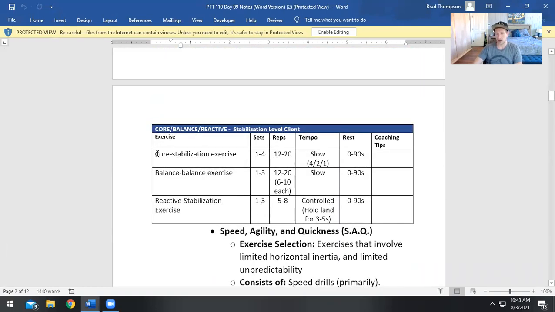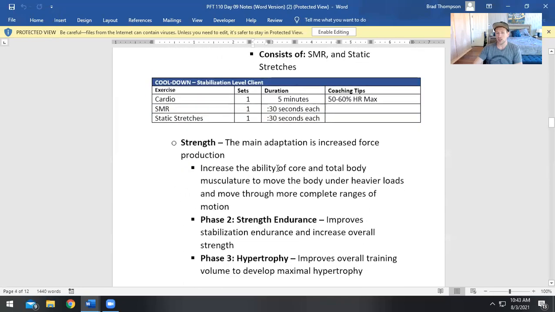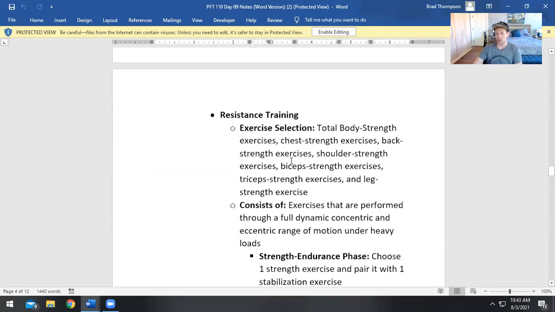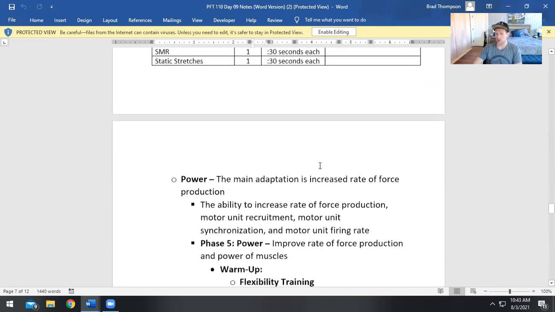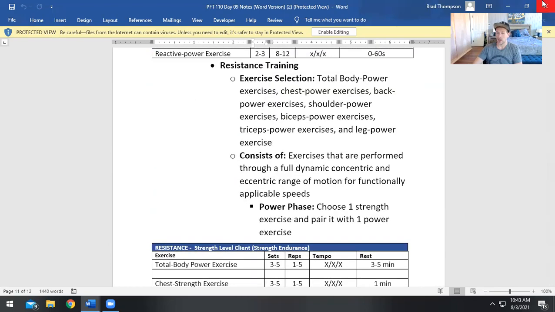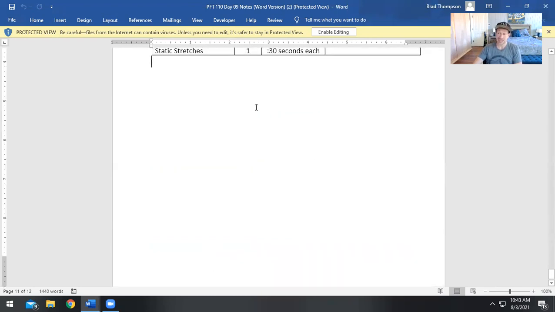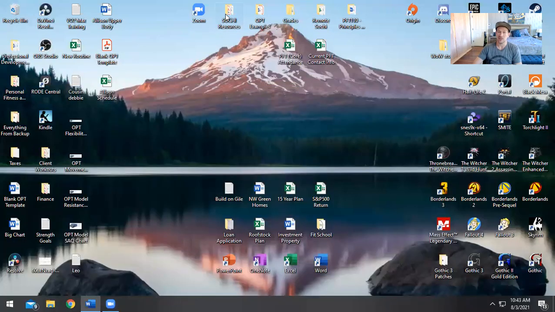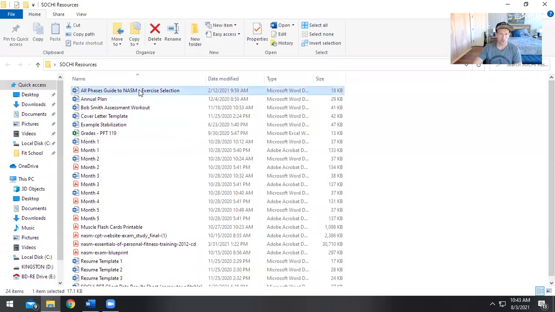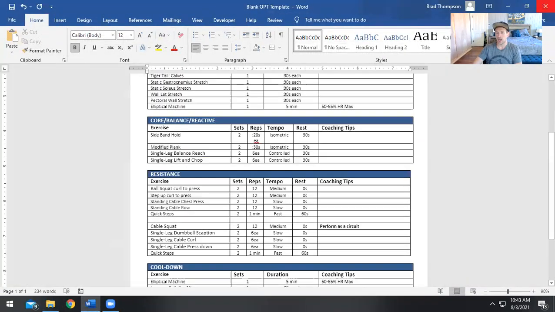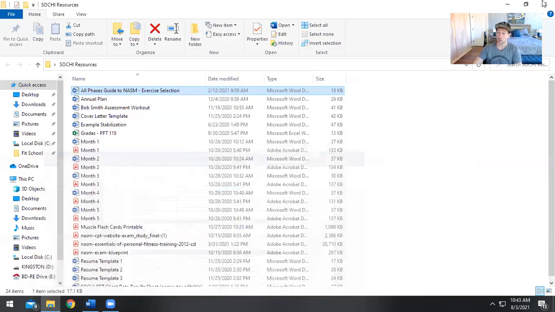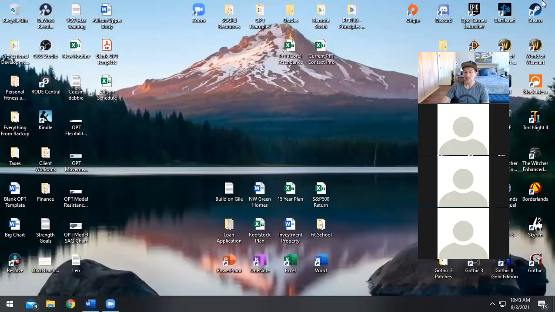This has all of your rules, right? Core for a stabilization client, core stabilization, it's 1 to 4, 12 to 20, slow tempo, right? So I've got it all laid out here for you. It goes through stabilization, it goes through strength, and it goes through power. So I will attach this as well. This is just a very different approach. It's the same stuff that's in your book, and it's also the same stuff that I already gave you when we handed this version out. It's just laid out with a lot more verbal description. So look for that attachment today. That might be really helpful. Okay.